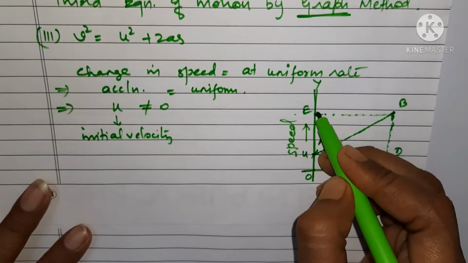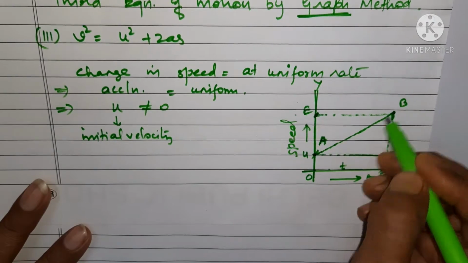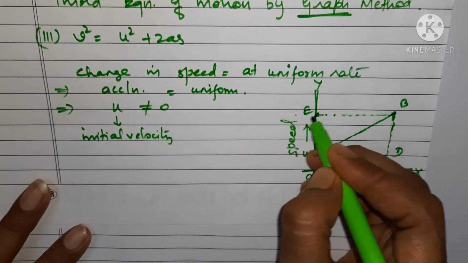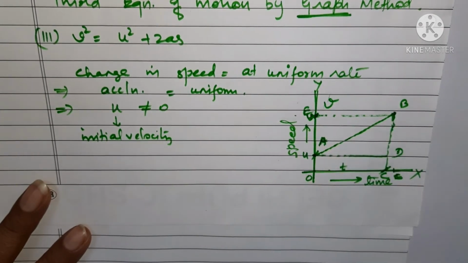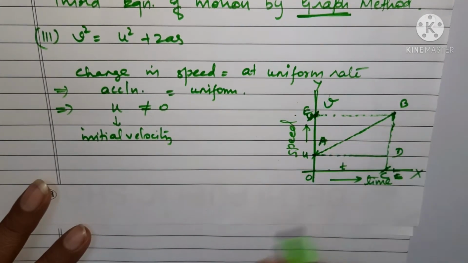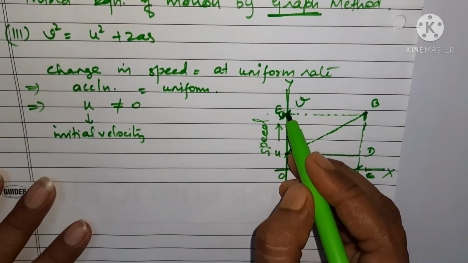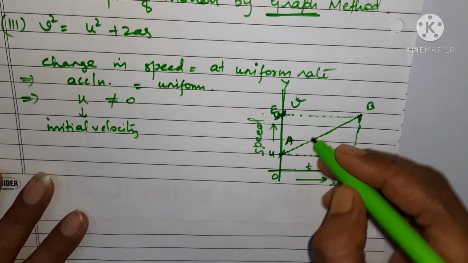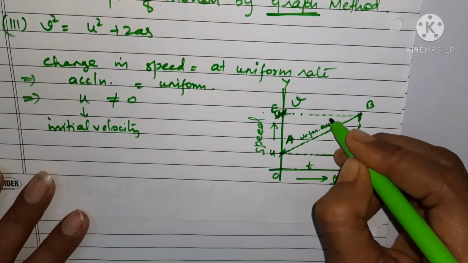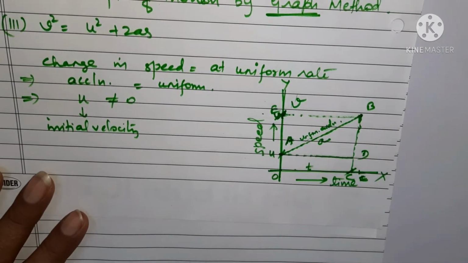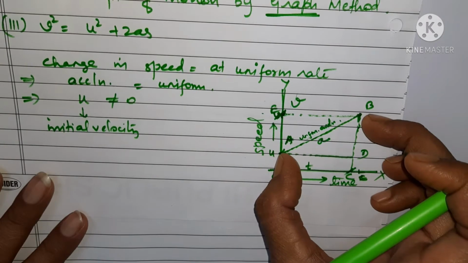Now if this is u and this is the final velocity, what velocity are you reaching up to here? It is v, the final velocity v. So this is u and this is v. And this is the uniform acceleration which you are getting here, so this is given by a. This whole line from A to B is the acceleration a.